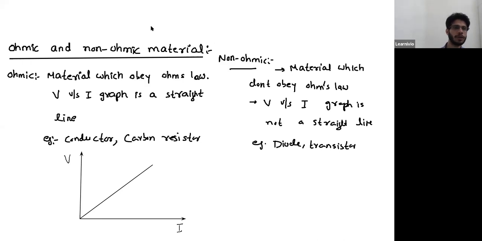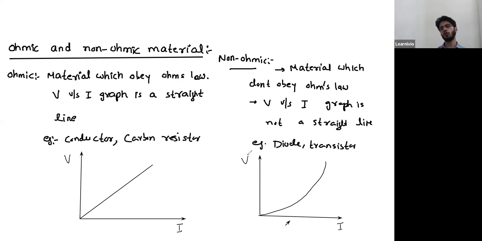For non-ohmic material, your graph will not be a straight line. If I take a particular non-ohmic material, the graph will look like this. You can have these types of graphs if you have non-ohmic material. So always remember this definition. Ohmic means material which follows Ohm's law. Non-ohmic means material which doesn't follow Ohm's law. Following Ohm's law means the V versus I graph is a straight line, but for non-ohmic, your V versus I graph will not be a straight line. Okay, just note it down. We'll do some more examples.